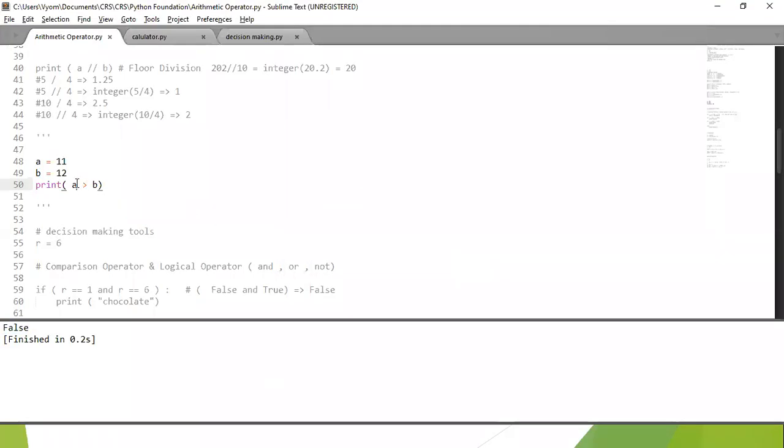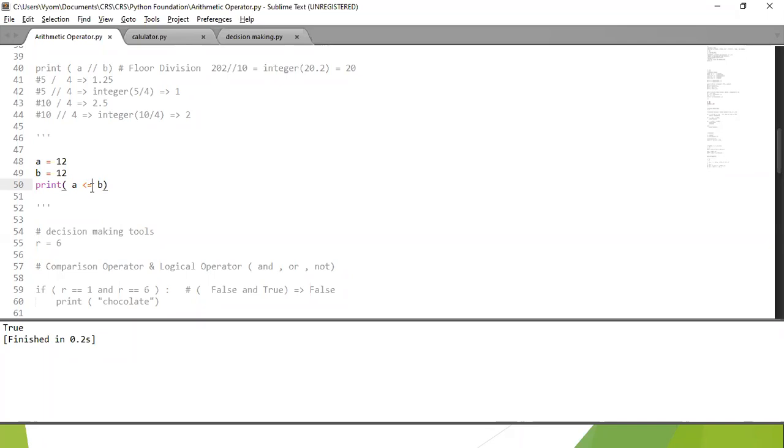Next, this one, false. Why false? Because a is not greater than b. But if we do this, then it will be true. Why? Because, sorry guys, a is less than b. So that's why you get true. And let's say if you do this equal to, then again you will get true. But if you do this, then you will get false. But if you do 12, again you will get true. So is it clear, everybody?